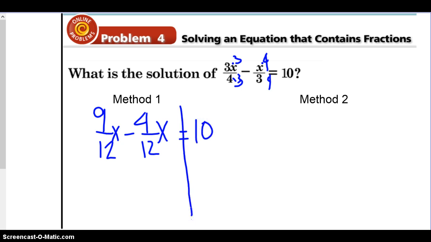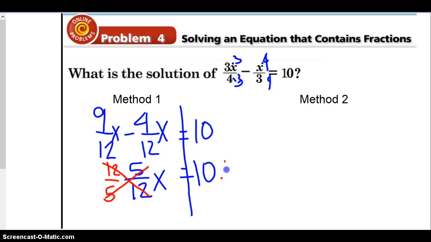Well, that gives me 5/12 x equals 10. How do I undo the 5 twelfths? Well, since it's times by 5, you divide by 5, divided by 12, times by 12. Really, that's just your reciprocal.